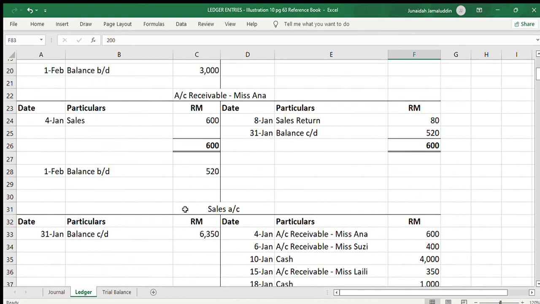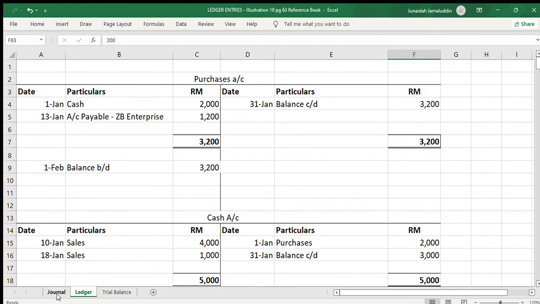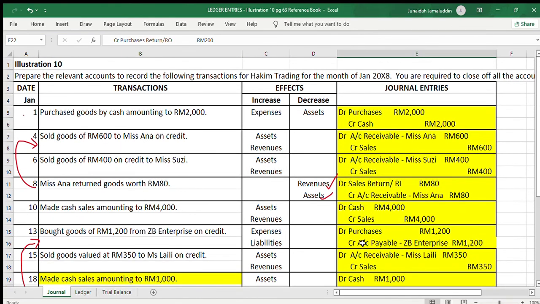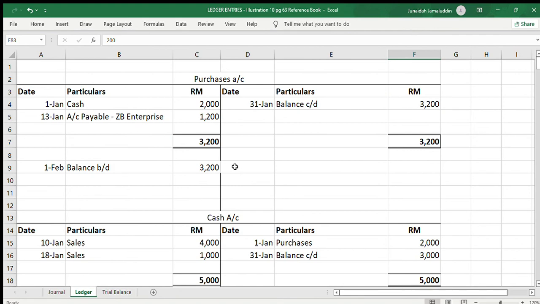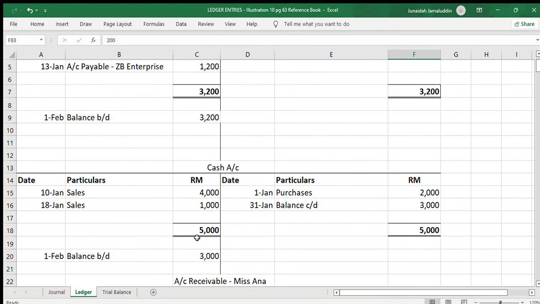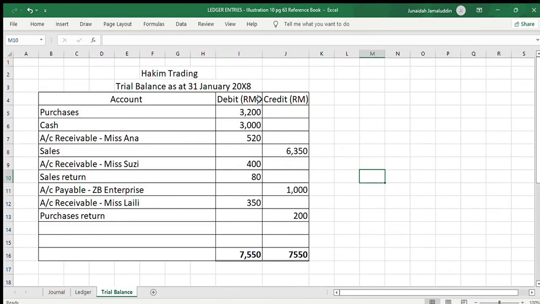Betul ke tidak kita buat ledger entries based on the journal. Kan? Dan kita pastikan juga amount yang kita tulis ni betul. Kan? Kadang-kadang kita tersalah tulis amount pun boleh menyebabkan kita punya trial balance ni tak seimbang. Alright? So kalau amount dia sama macam ni, that shows that we have made the ledger entries correctly. Okay, according to the double entry rules, insyaAllah.